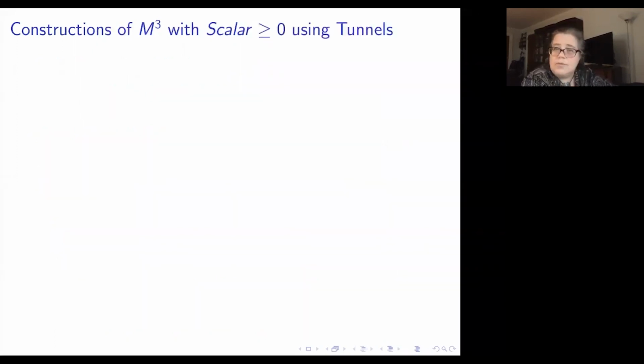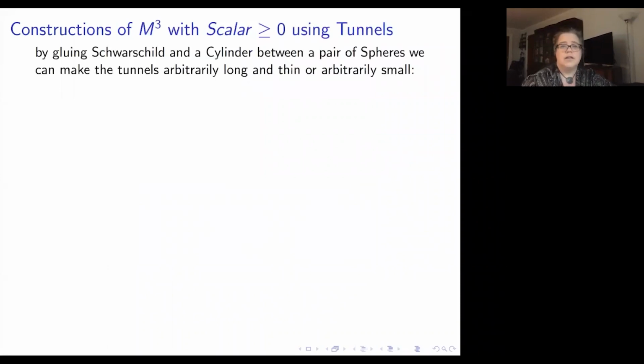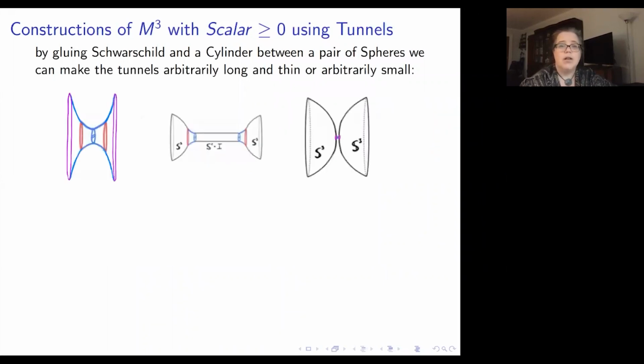Okay, we can also construct M3 with scalar greater than 0 using tunnels. So you can glue the Schwarzschild and a cylinder between a pair of spheres to make the tunnels arbitrarily long and thin or arbitrarily small. So you have these, take the Schwarzschild here, so I drew it again. You can attach the 2 spheres, take a piece of the Schwarzschild up to the neck, attach a cylinder, but then open up again here and here. So now we attach it, run Ricci flow for a second, it will become smooth. You can make the neck arbitrarily small by rescaling this down. This will be attaching to the spheres here.